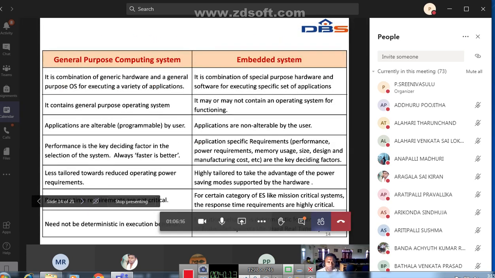Okay, now here there is a comparison between a general purpose computing system and embedded systems. You can see the table, I think it is visible for you. A general purpose computing system means a normal desktop or laptop computer. Embedded system, we know that, right? I will go through each and every point.